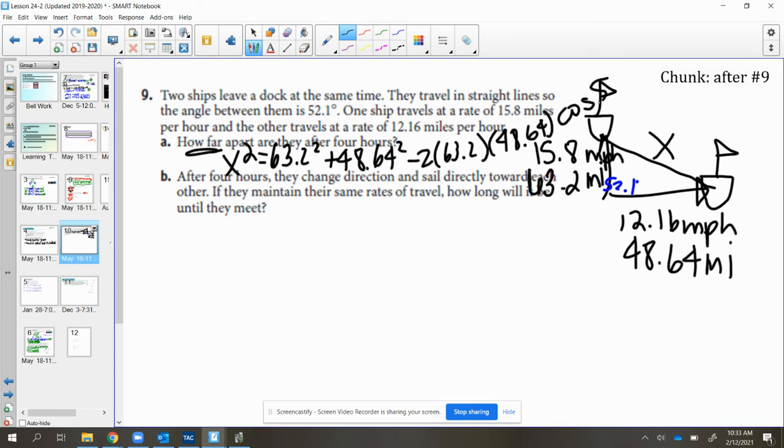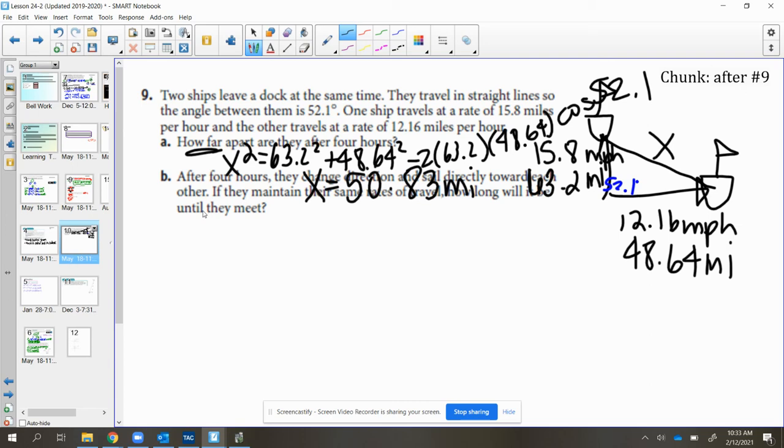Cosine of 52.1 degrees. So take a moment to calculate that. Should have gotten x to be about 50.83 miles. Okay. Now, if they start changing course after 4 hours and start moving towards each other, how long will it take to meet that?